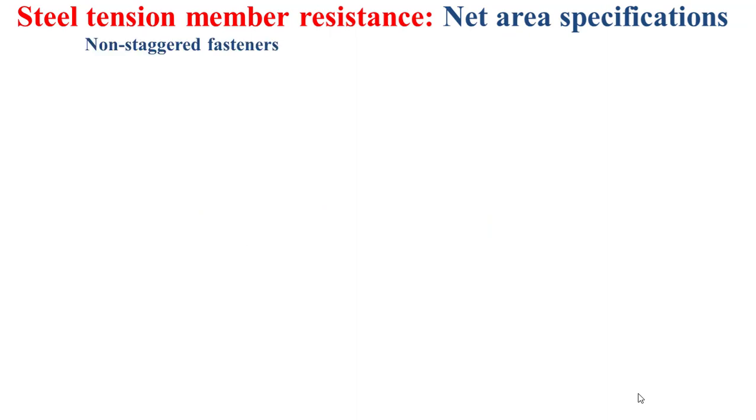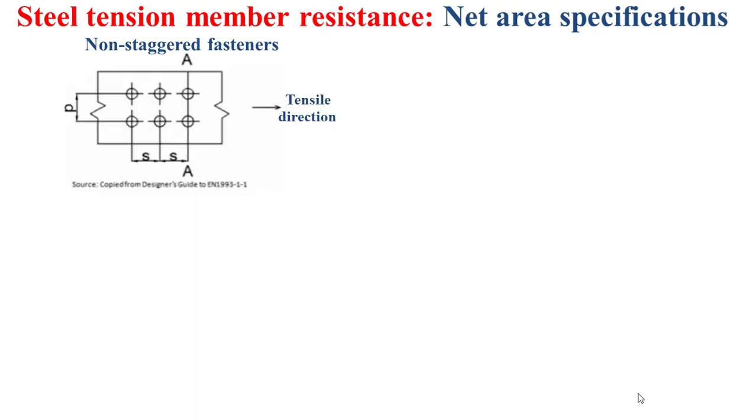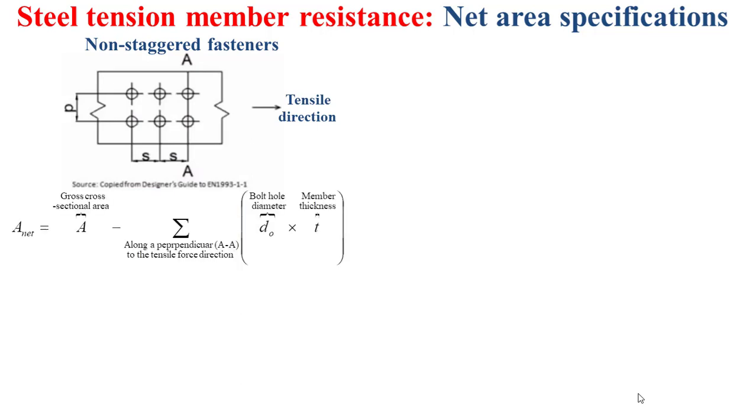In the case when the steel tension member is connected using non-staggered fasteners as it is depicted by the figure that you see in the left of this slide, the net cross-section area A_net is determined as the gross cross-sectional area minus the sum along a perpendicular direction to the tensile force direction of the bolt hole diameter multiplied by the thickness of the steel tension member.